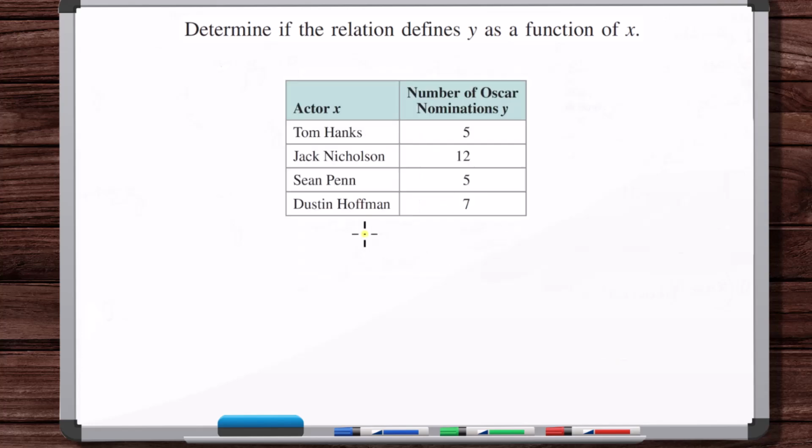Okay, here we can test to see if a relation is a function, but instead of graphically, just by examining the points. So this is a relation with 1, 2, 3, 4 data points. What we're looking for is, do we have the same input corresponding to different outputs? Well, no. Each input has one output. So this is a function. And you can see this is a good illustration of why in a lot of cases we work with functions, because we couldn't have Tom Hanks listed twice with two separate Oscar nominations, right? That wouldn't make sense. But yes, this is a function.